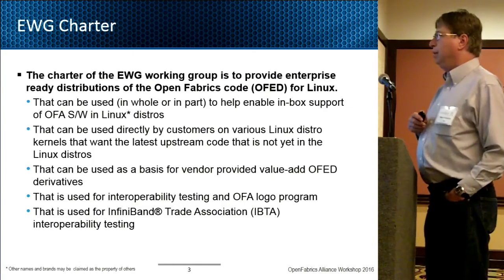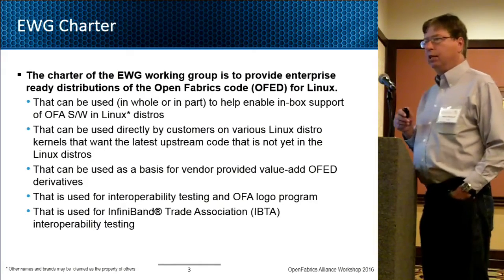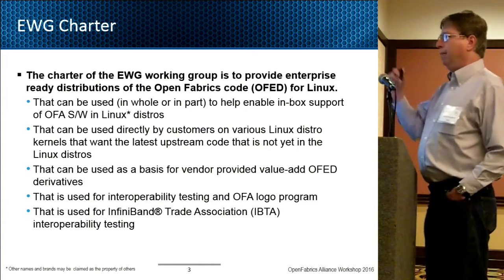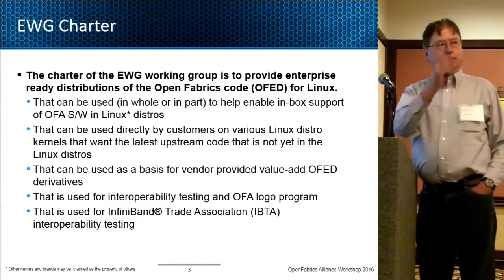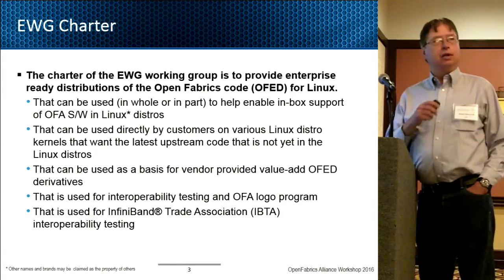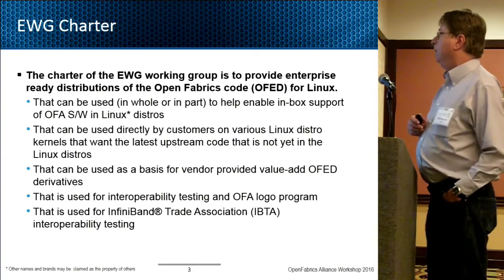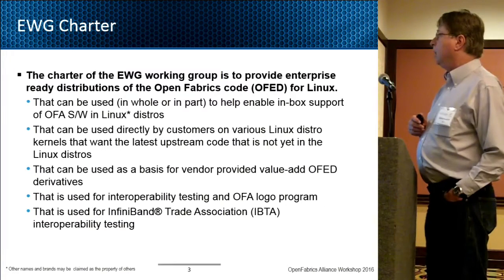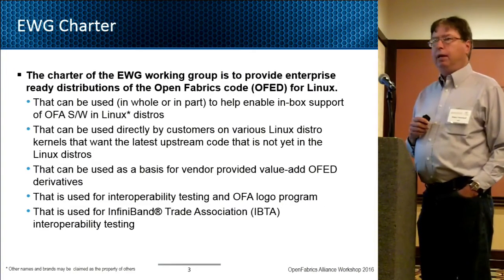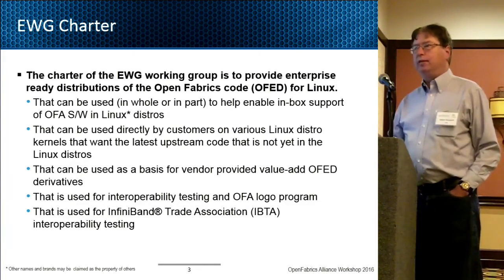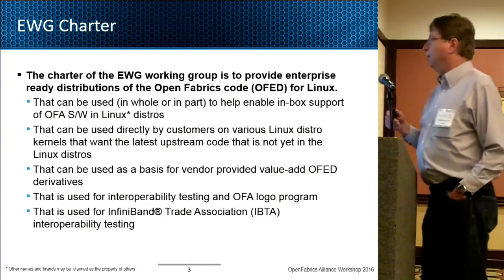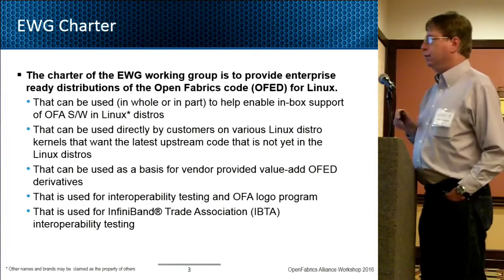One is it could be used, completely or in part, to help enable the Linux distributions. So, Red Hat picks up the various user packages individually and the kernel code from kernel.org. Same, John Jolly does similar things for SUSE. And it can also be used directly by customers that want to run on various Linux distributions, but perhaps the community version of the OFED code has a bug fix or a new package that hasn't yet been included in the distros.